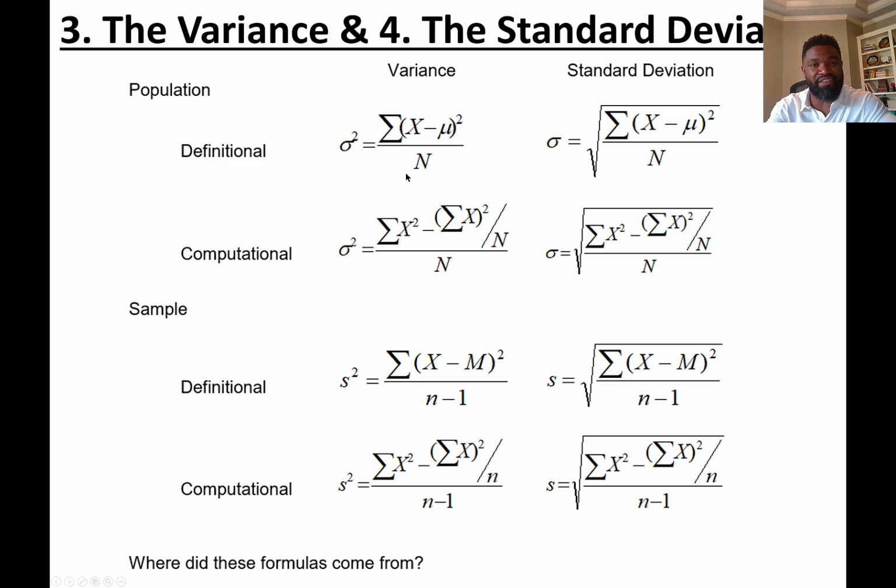And so that's the definitional formulas, and I'm going to talk to you about what it means to say they're definitional. They literally tell you exactly what you need to do to get it. But then we have these other formulas, right? These computational formulas for both the population variance and for the sample variance. And we use those because they're quicker and they just sort of help us get there in a much faster way than the definitional formulas do.